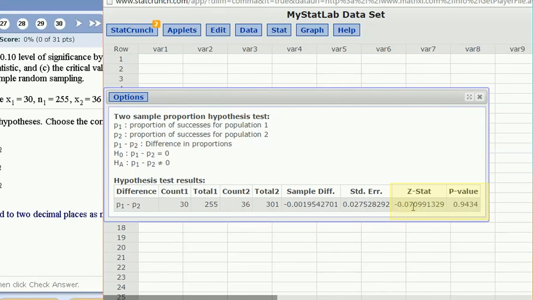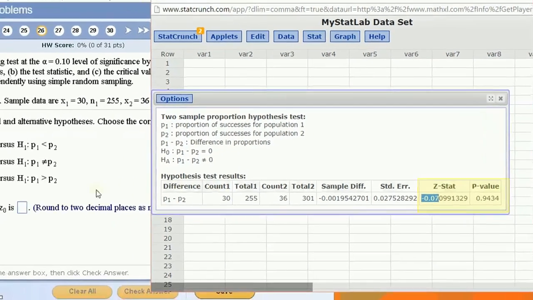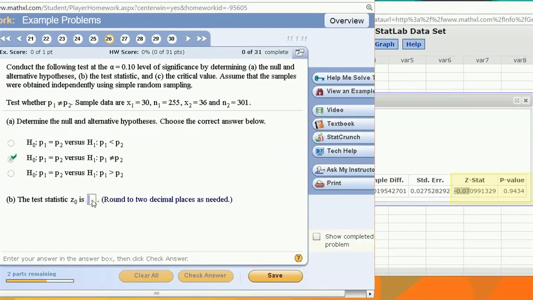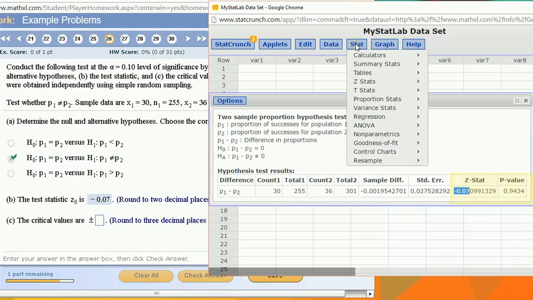So it's first asking for the test statistic. That's negative 0.07. Let's bring it over here. Critical values, okay, well, let's find the critical values.